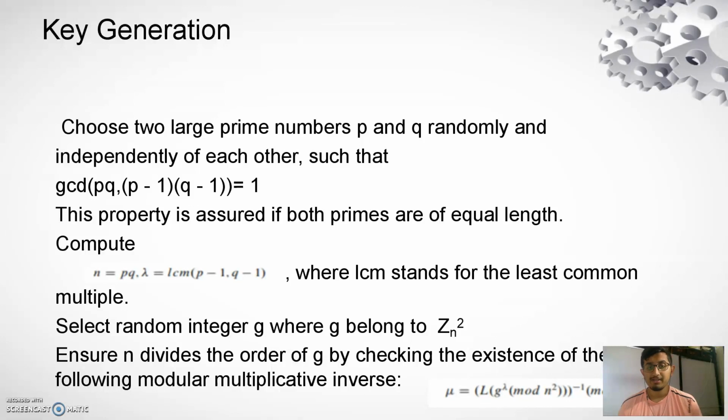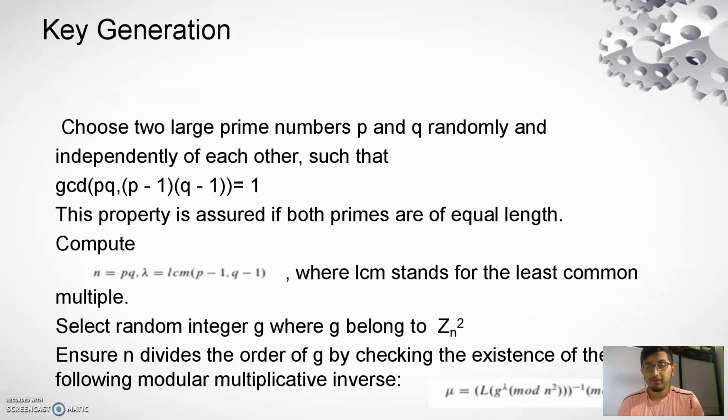Now we must ensure the order of g by checking the existence of the following modular multiplicative inverse, which is in the right bottom corner, that is mu equals L of g to the power lambda mod n squared, whole inverse mod n. Now this mu is the modular multiplicative inverse.